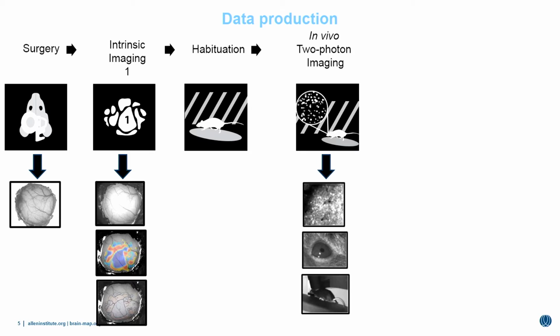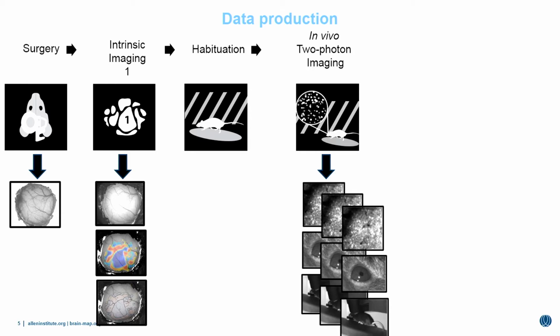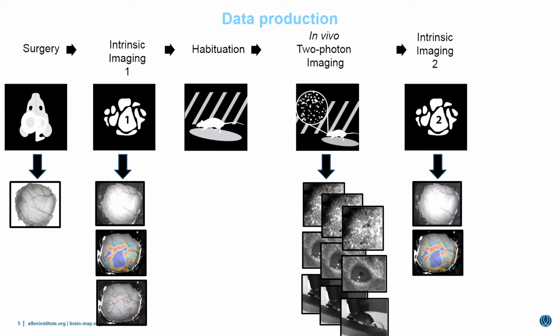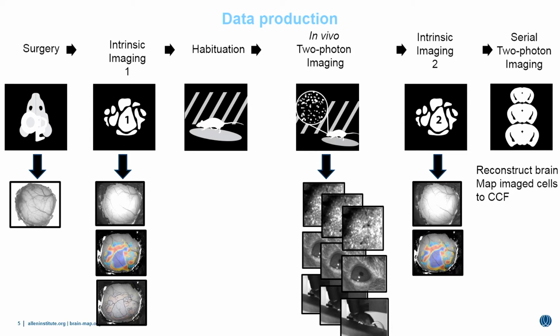And we create, as I showed before, our movie of the calcium activity, the movie of the eye position, as well as the movie of the mouse's posture. We repeat this over many sessions for each field of view, and we actually image from multiple fields of view for each individual mouse in order to maximize the data that we can accumulate. We follow this with another stage of intrinsic imaging to confirm our visual areas. And then at the end, after the mouse is euthanized, it's sent to serial two-photon imaging, which allows us to reconstruct the brain in 3 dimensions so that we can map the cells that we've imaged into the common coordinate framework, which is something we use for most of our data sets that allows us to relate their positions to each other.